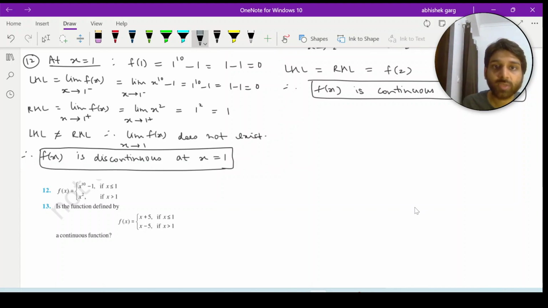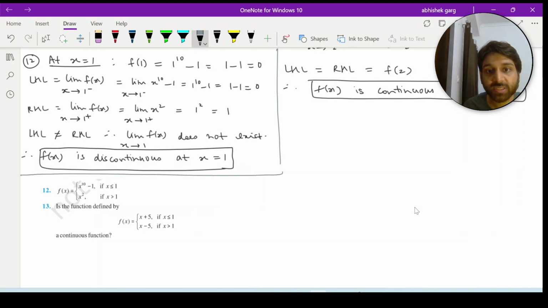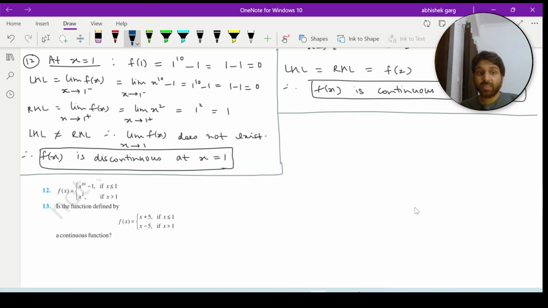All right, now let us look at question number 13. Question number 13 is partitioned at x equal to 1. The function is changing its behavior at x equal to 1, right? So the question is asking us whether it is a continuous function or a discontinuous function. So it is very simple. So question number 13 we can solve.